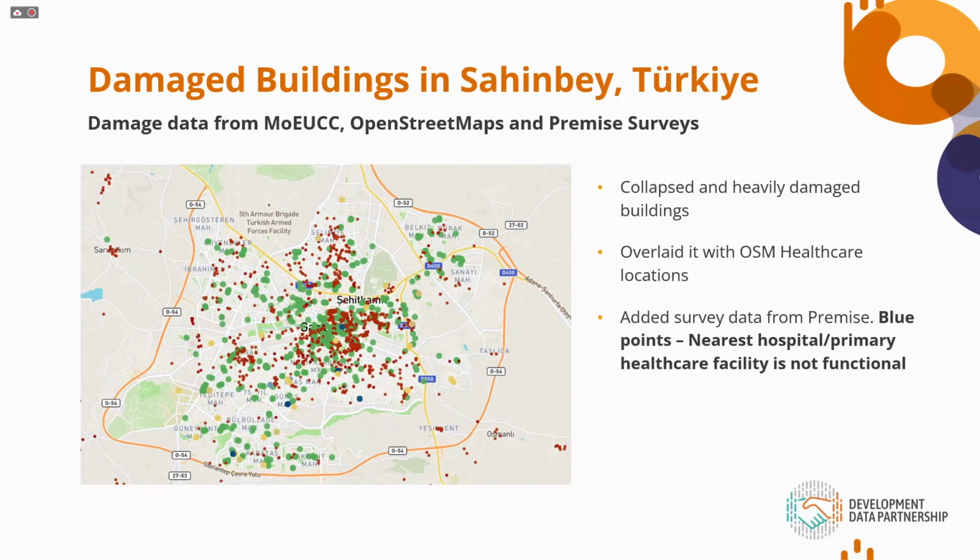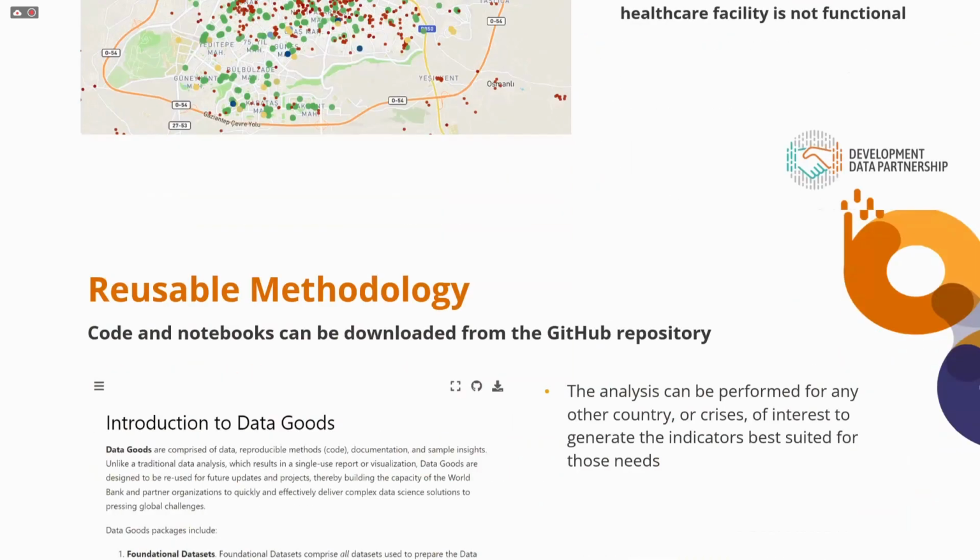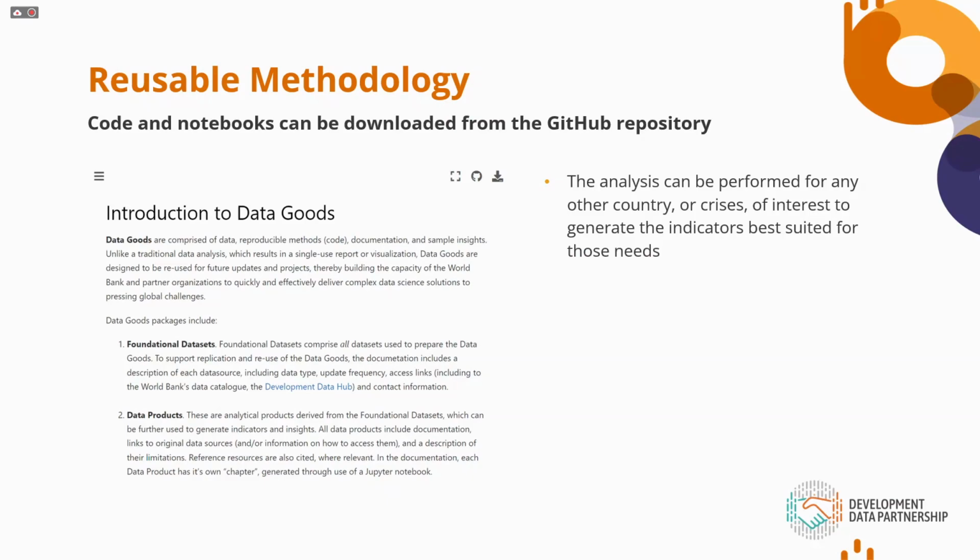And once all of these indicators were created, in the end we documented all of the codes and notebooks that can be used, and this data can be updated as new data keeps coming in. And this is what we call a data good. This data good can now be used to perform a very similar analysis in other countries or other crises.